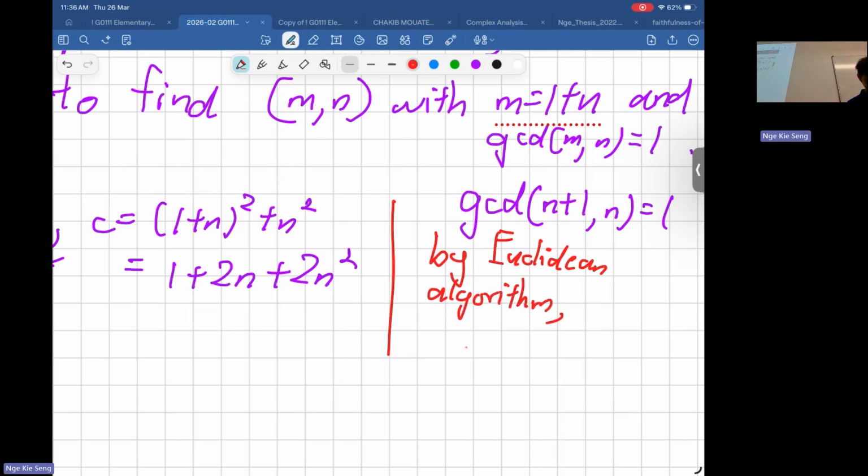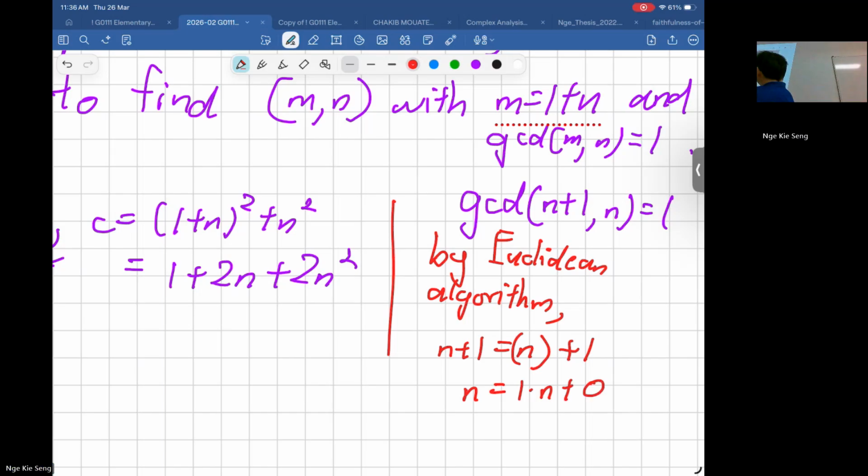Okay, so by Euclidean algorithm, n plus 1 equals 1 times n plus 1. And then n equals 1 times n plus 0. Then your algorithm stops. So this is your greatest common divisor.